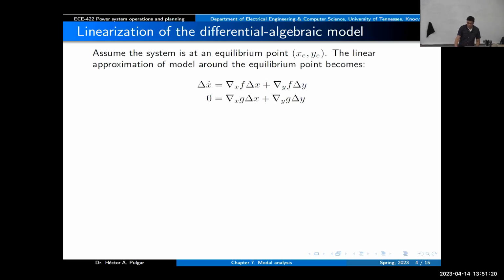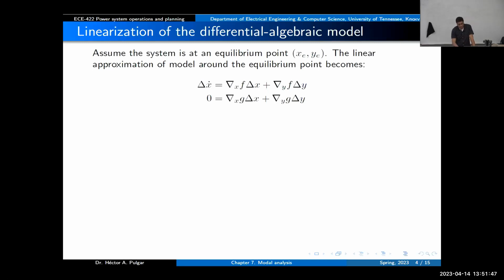All right, we will continue. We are talking about modal analysis, and we started with the mathematical description, because we have a set of differential equations and algebraic equations. So for the modal analysis, what we need to do is to study the behavior of the system around an equilibrium point. And for that, we need to linearize the model. So we have that formulation.